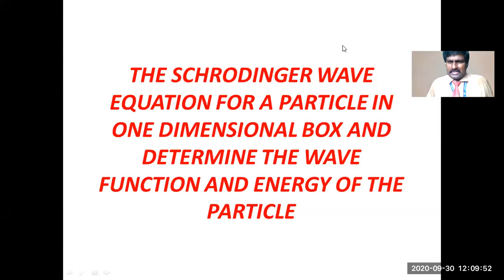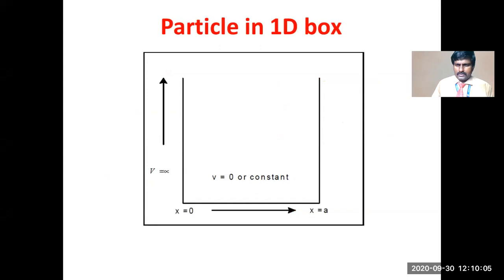Good afternoon to all. Today we will see the Schrodinger wave equation for a particle in a one-dimensional box and its solution in the form of energy and wave function. Let us consider the one-dimensional box. Let us assume an electron with mass m is at x equal to 0. That is the box wall. Now this electron is traveling from x equal to 0 to x equal to a.